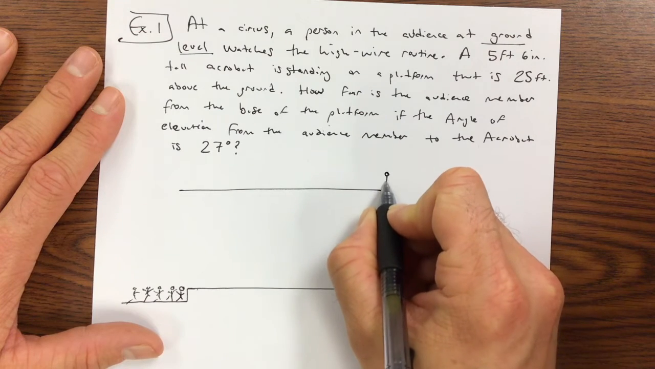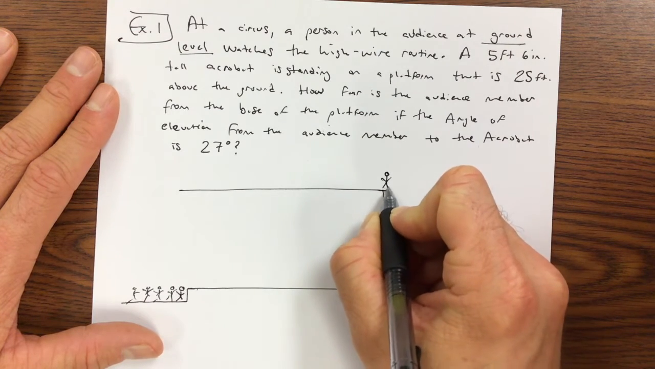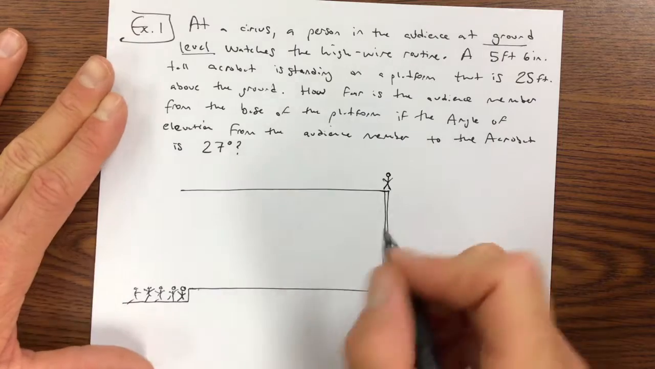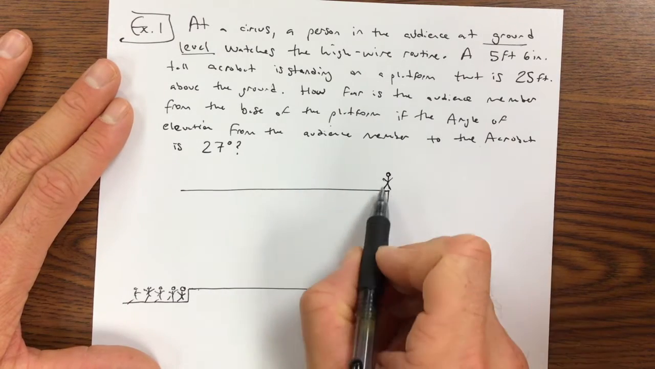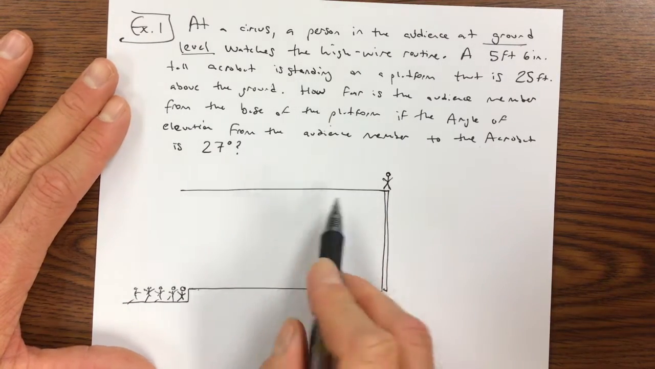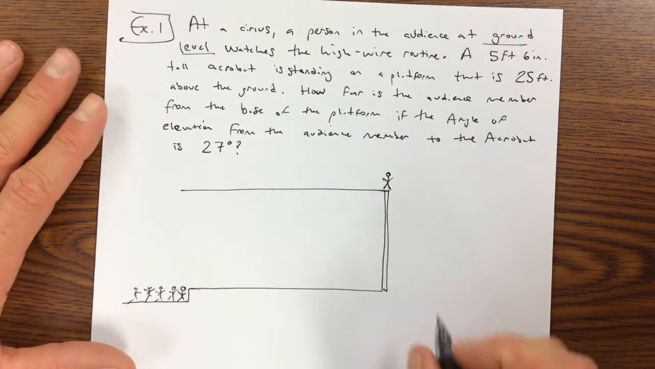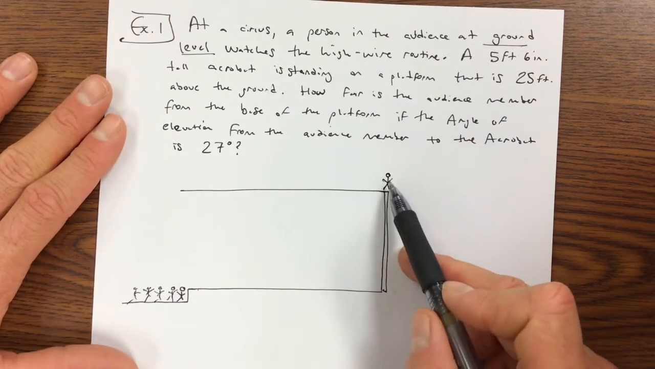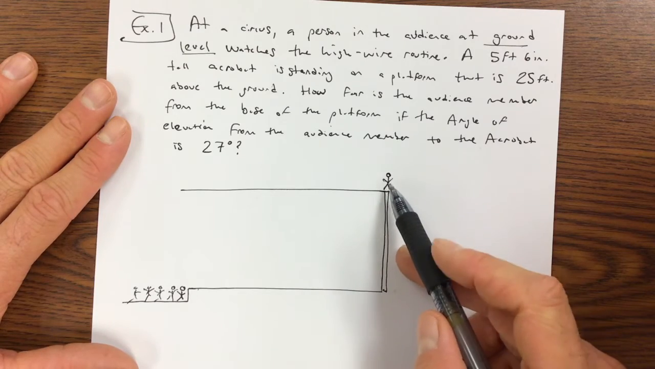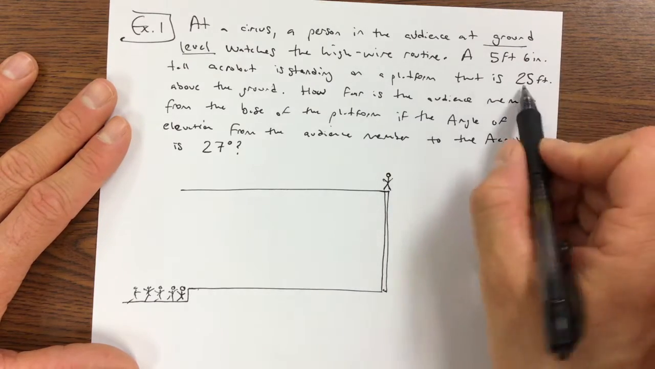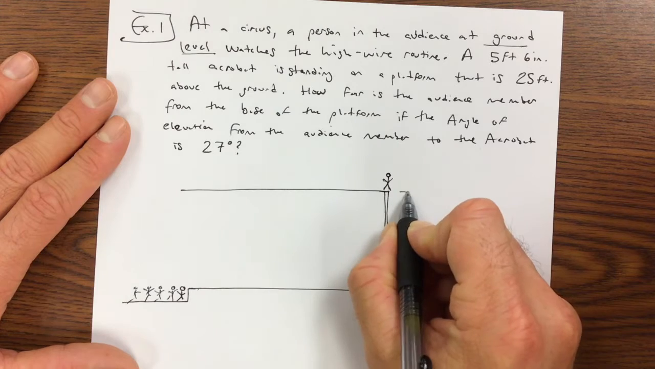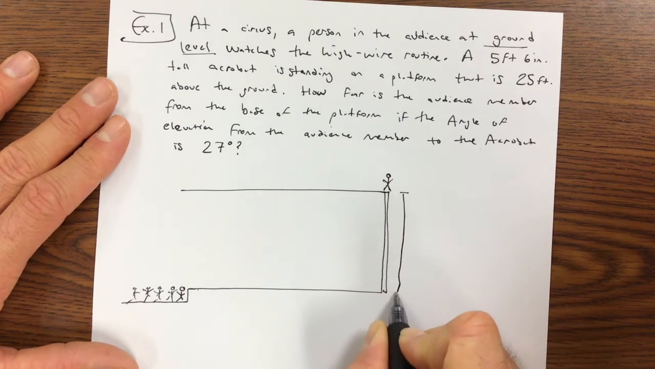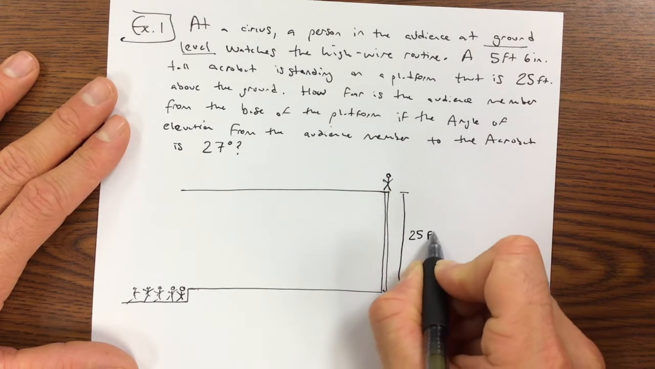So you've got this acrobat, this girl, standing right here, getting ready to walk across this high wire right here. Let's see, we have a little bit of information. So he's up top. The platform is 25 feet above the ground. So from here to here, that's your 25 feet.